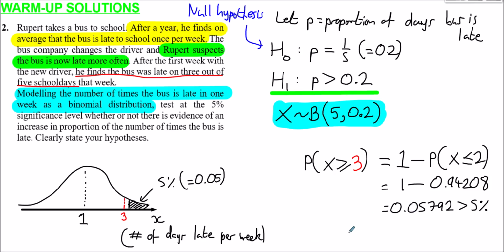So based off this, we therefore accept H0. In other words, there's not quite enough evidence to reject H0. If 3 was in the critical region, we would reject it, but 3 is just outside of the critical region, so we would accept H0. So you could say in brackets, insufficient evidence, since 3 is not in this critical region.